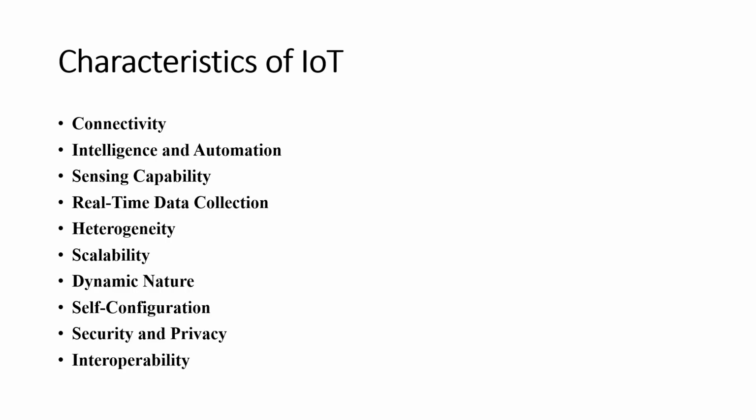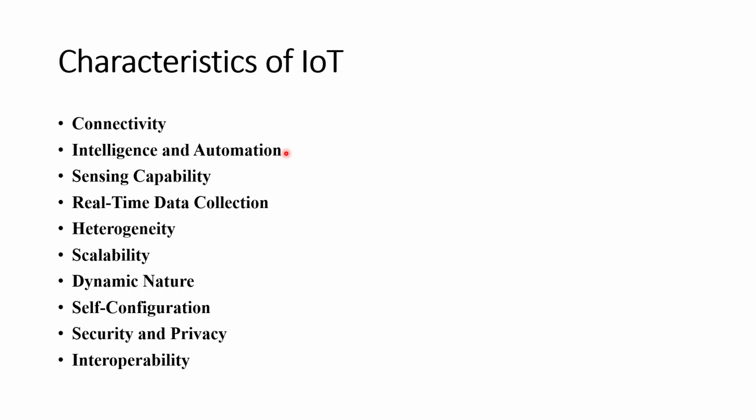Next one, some characteristics of IoT. Okay, so we are going to see what are all the characteristics of the IoT. First one, connectivity. IoT devices are connected through the internet or communication networks. It enables communication between the users, devices, and cloud platforms. Some technology used are Wi-Fi, Bluetooth, Zigbee, cellular networks, etc.